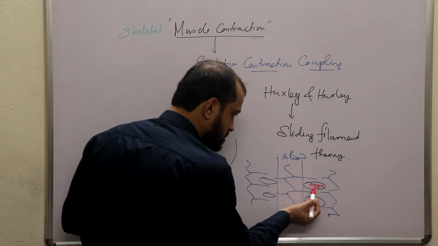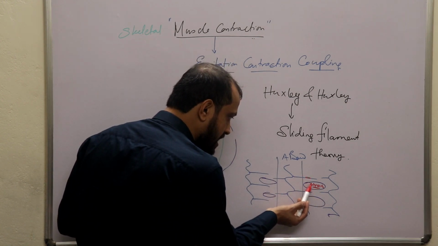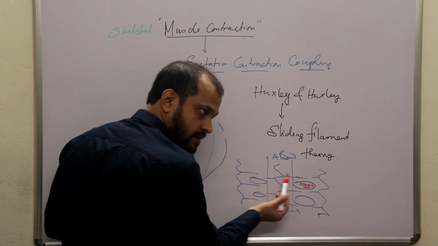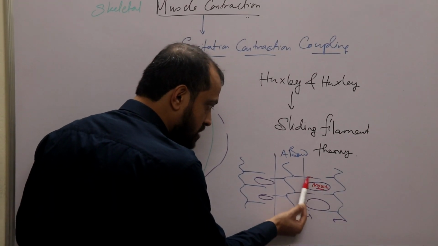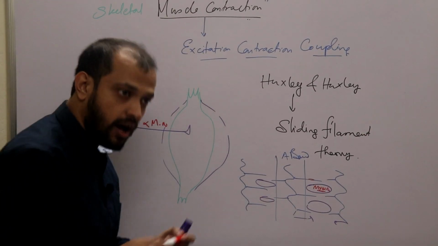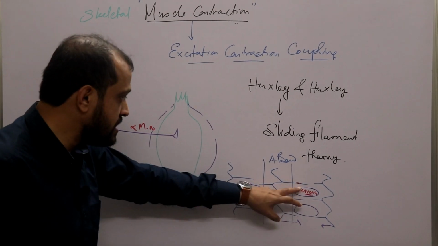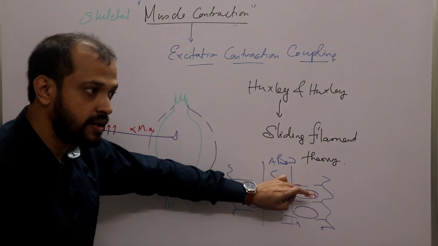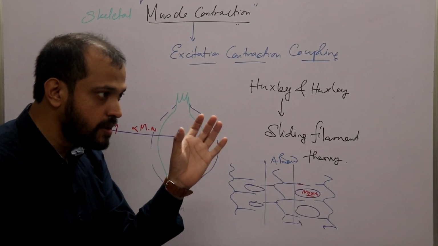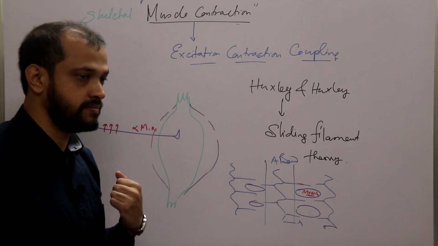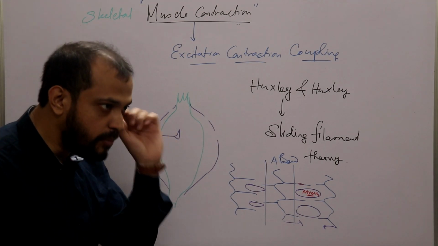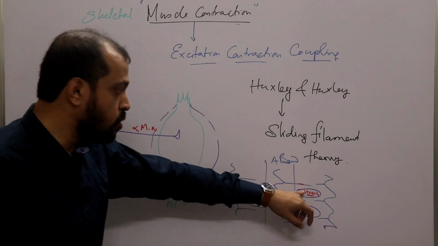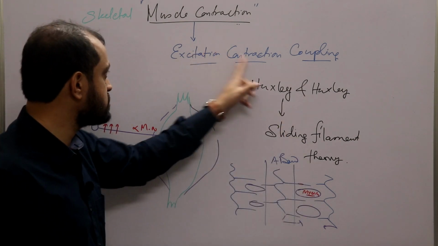Now listen with all your attention. We now know how this actin and myosin interact with each other, how one myosin interacts with one actin, and how that myosin molecule produces a contractile motion. The basic molecular mechanism of this one myosin molecule is known as excitation contraction coupling.